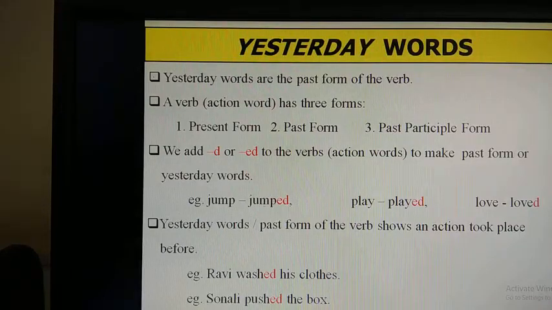Today we are going to study about the yesterday words. Okay, so let us read point number 1. Yesterday words are the past form of the verb. What is the past form?